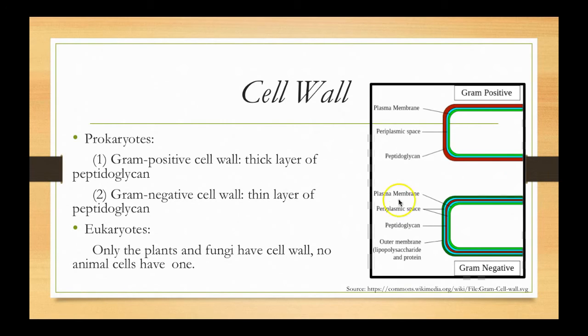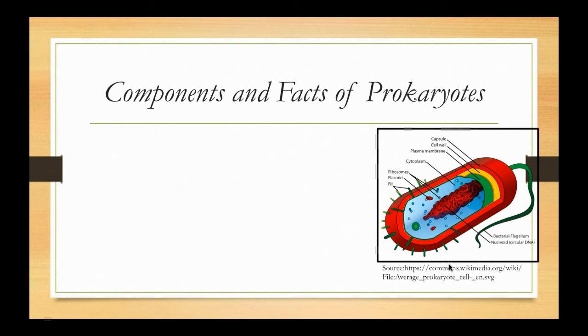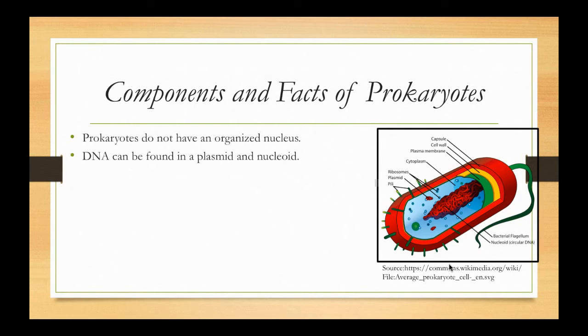No animal cells have one. And here's a picture of gram-positive and gram-negative. Gram-positive has a thick layer of peptidoglycan, which is in red color, and gram-negative has a very thin layer of peptidoglycan. And now things about prokaryotes. Prokaryotes do not have an organized nucleus, so the DNA can be found in a plasmid and or nucleoid.